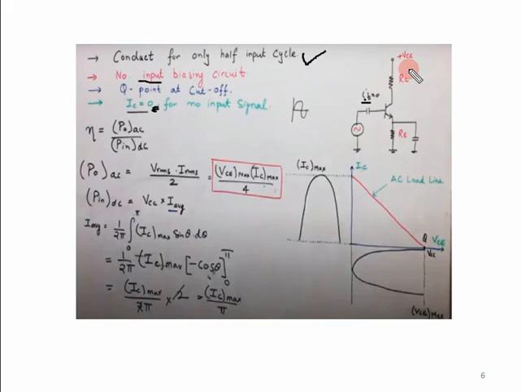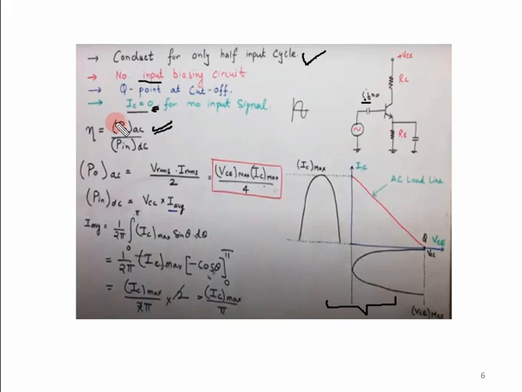Now our main concern is to evaluate the efficiency of the class B amplifier. In order to evaluate this, we need to look into its load line characteristics, which would be handy. Efficiency is the ratio of the output power to the input power. This is the AC output power, and this is the DC input power.